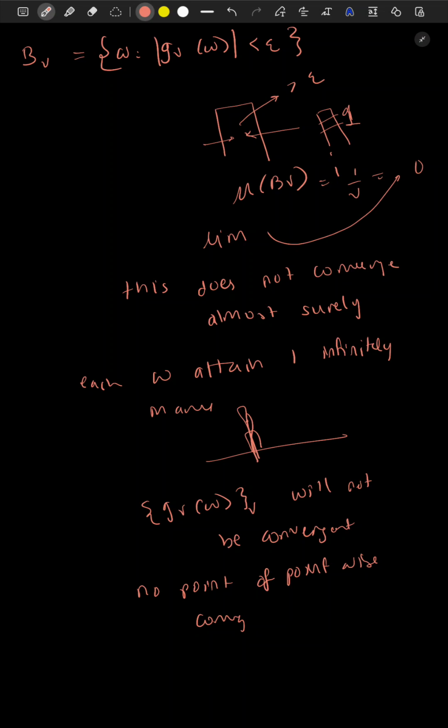I hope my explanation might have made the concept of almost sure convergence and convergence in probability a little bit clear.